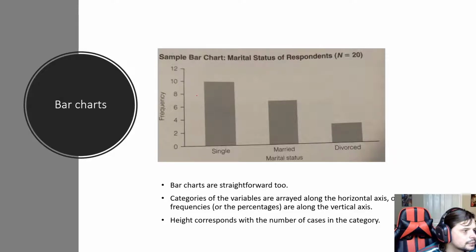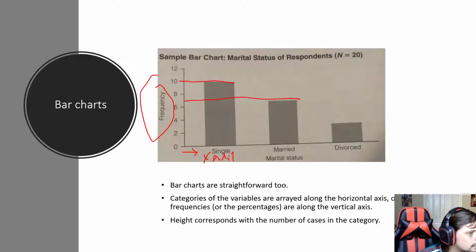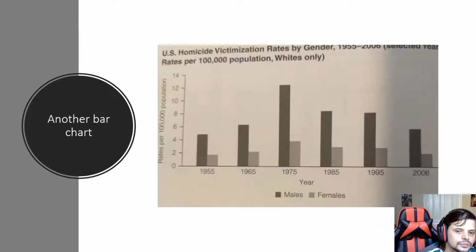Bar charts, same deal. You have 10 single people. As you can see, this is category. So category is on your x-axis. This is your x-axis. Okay. And then frequency is your y-axis. So there are 10 people that were single. If you come out to 10 and count over, you see that it lines right up with that. You have, it looks like, 7 people that were married. And then it looks like you have 3 people that were divorced.